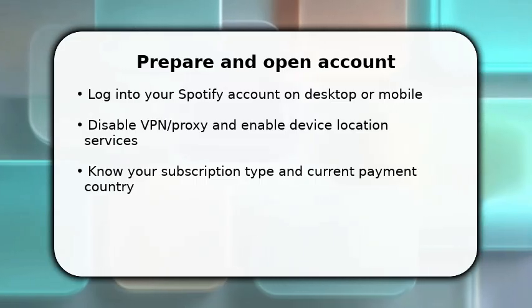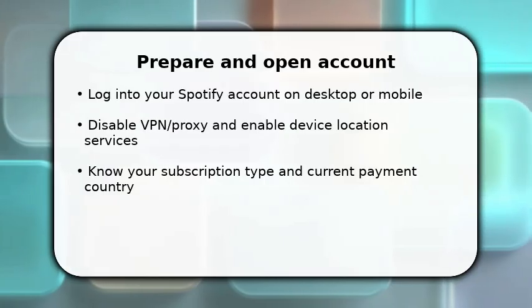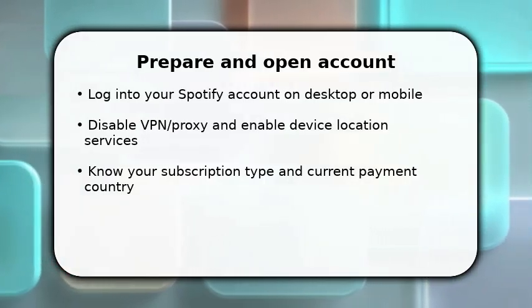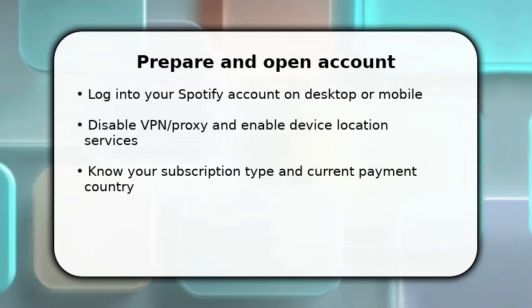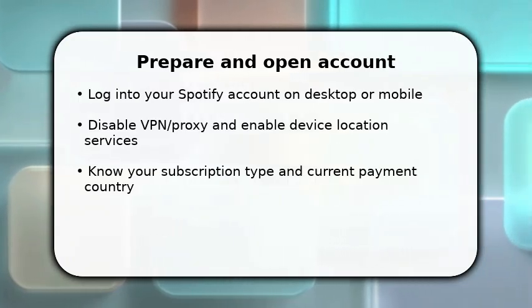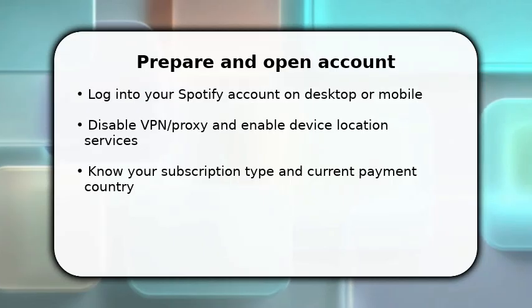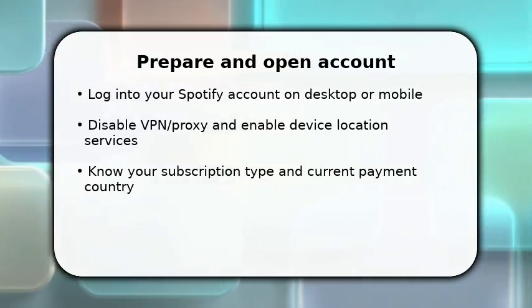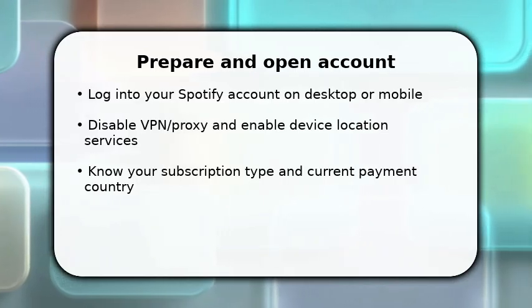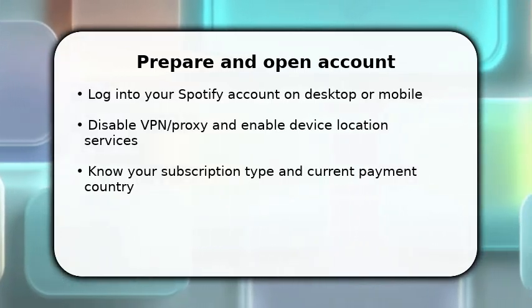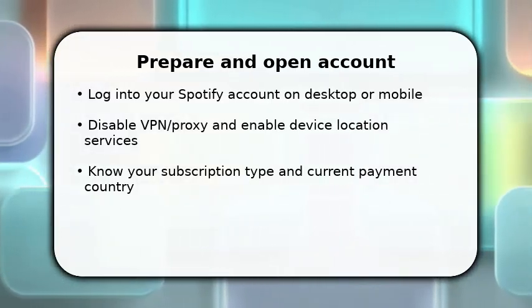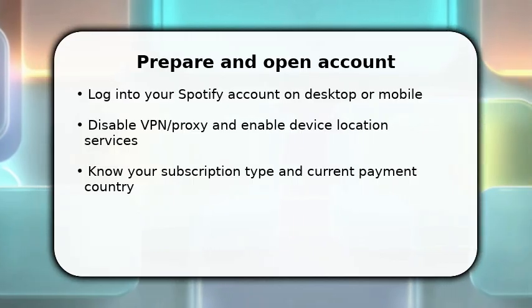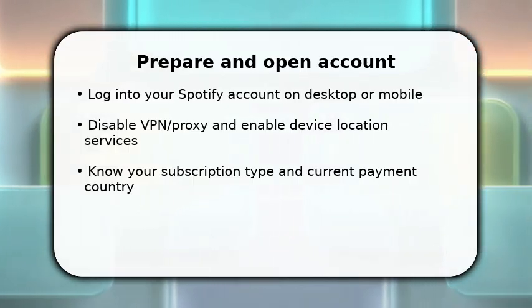You start by getting the environment right. Log into Spotify on a browser or app and make sure VPNs are off because Spotify reads your IP. Once done, enable device location services so the app can detect your region and confirm whether you're on free or premium because rules differ. Next, check your current payment address and account settings. You may need a local payment method to set a new country. Do these checks now before changing anything.